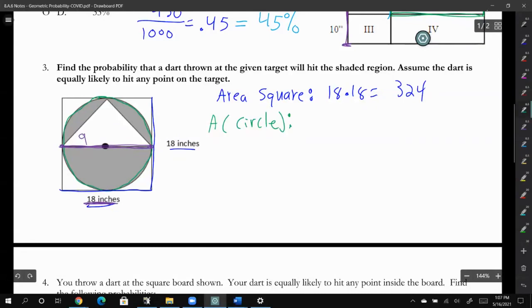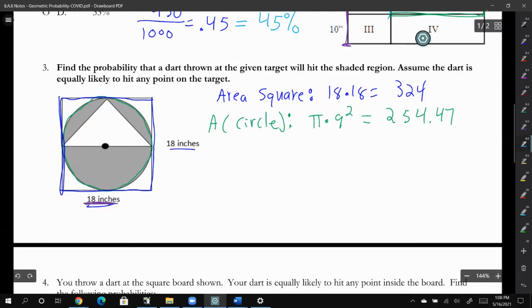So area is going to be pi times the radius squared, which is 9. And if we type that into our calculator, we're going to get 254.47. So the area of just the circle is 254.47. The area of the whole square, the whole target here, is 324. Now we need to account for this triangle on the inside.